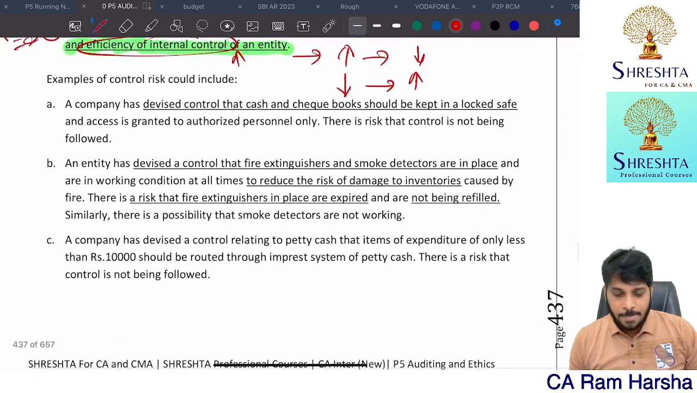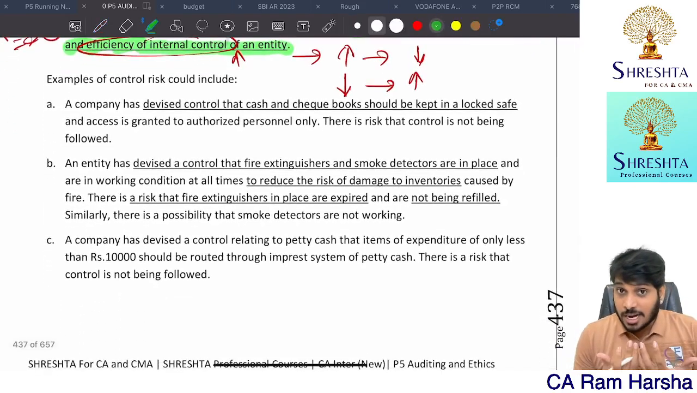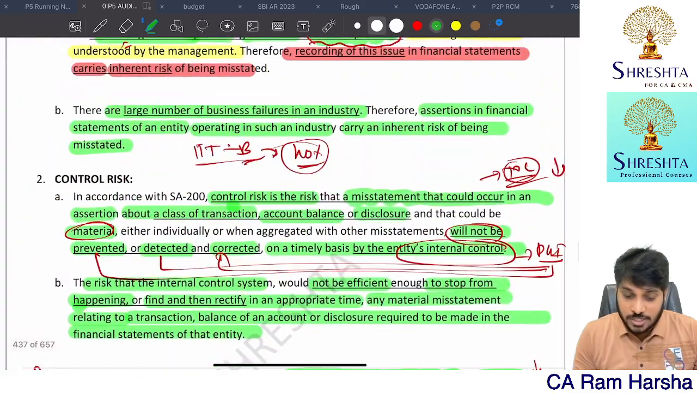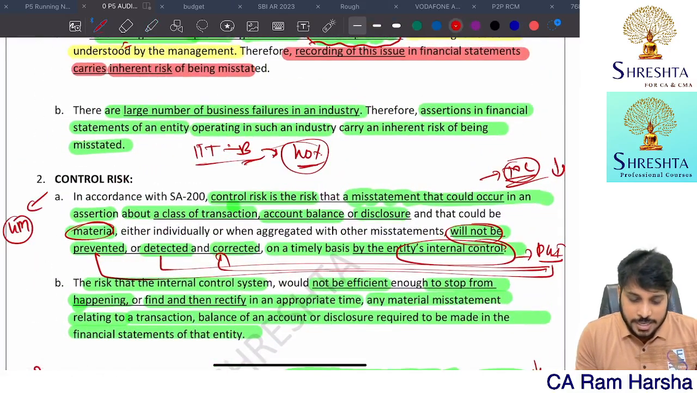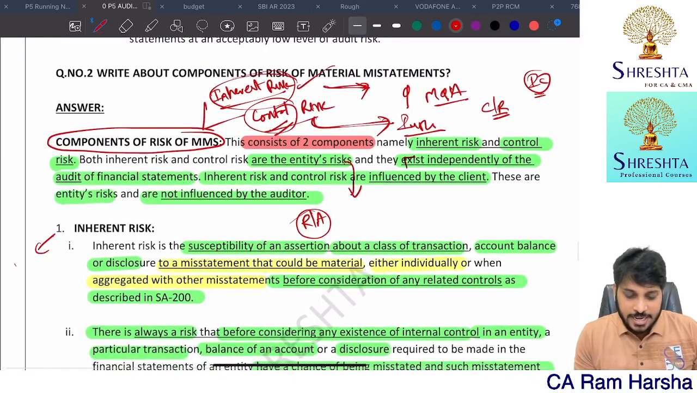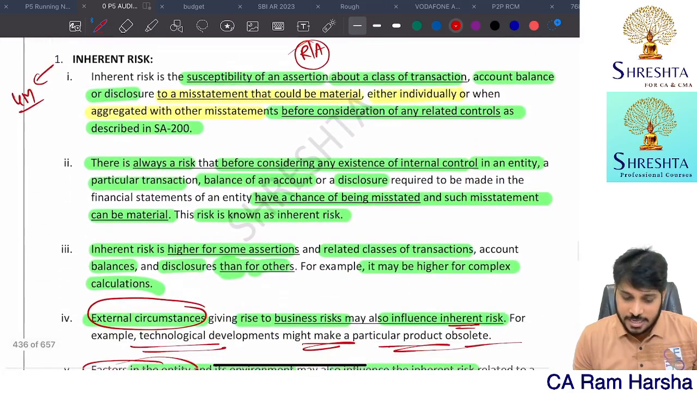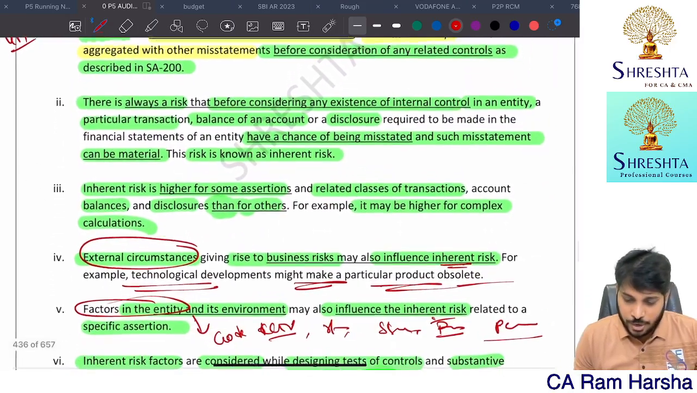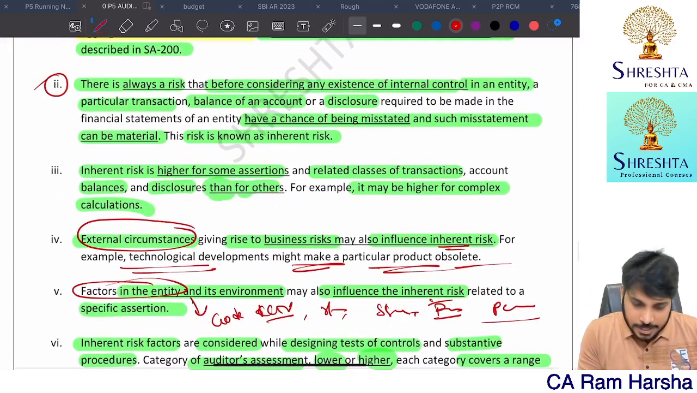Able to understand? What are the examples of control risks? For example, they'll ask you a straight question: define control risk, what are the examples of control risk? A 4 marks question. Or define inherent risk, what are the examples of inherent risk? Inherent risk means what? First point. Second point.